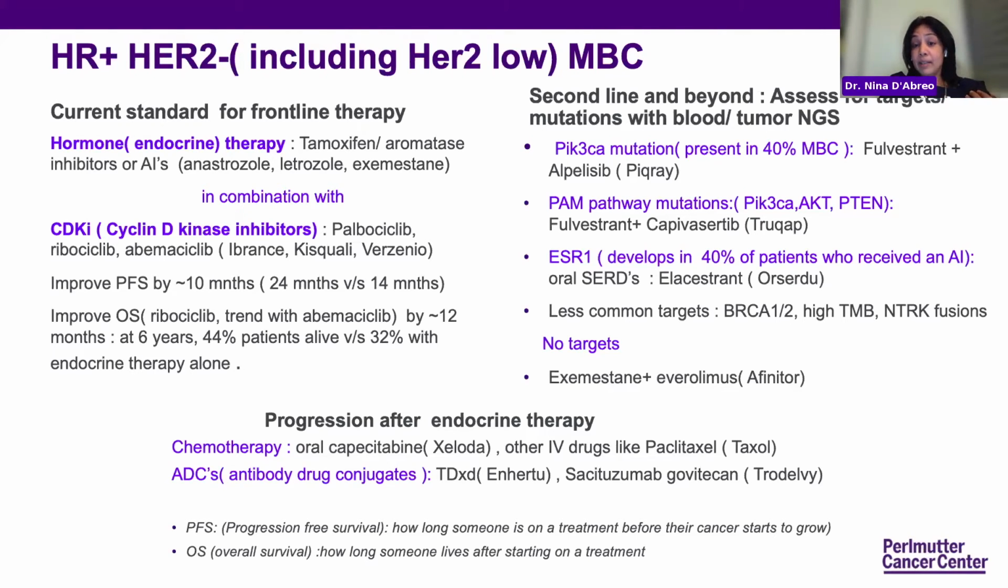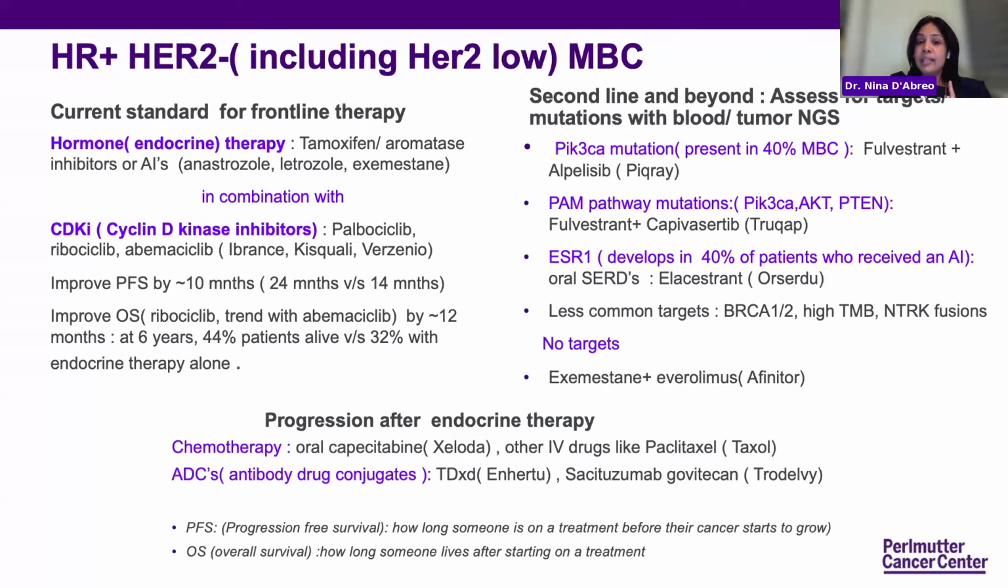Luckily, we now have another drug in the same field called Truqap, or capivasertib, which not only looks at the PIK3 mutation, but 2 other mutations in the same pathway called the PAM pathway. So there are 3 mutations, all of which capivasertib can target.